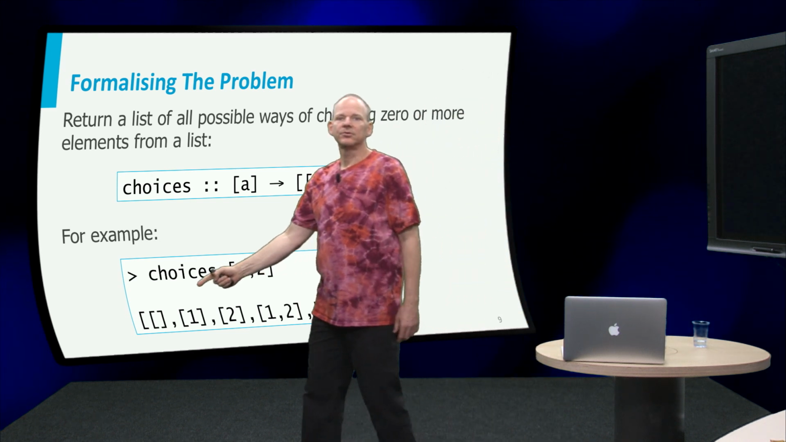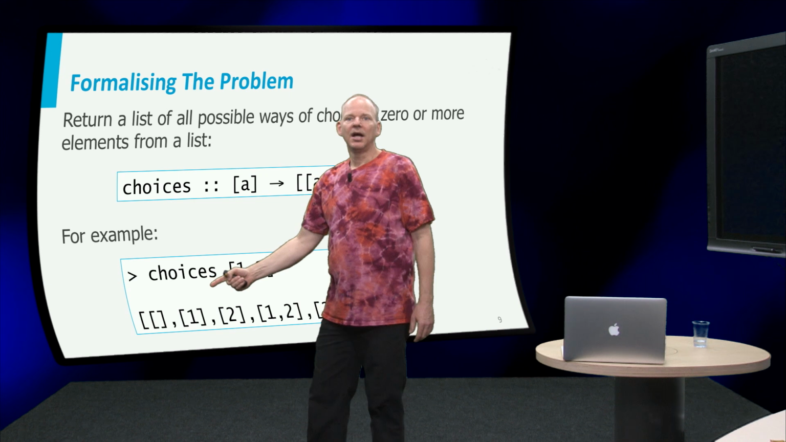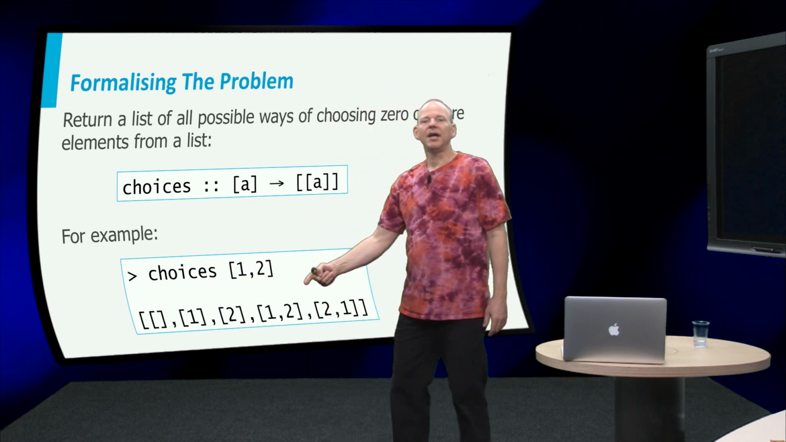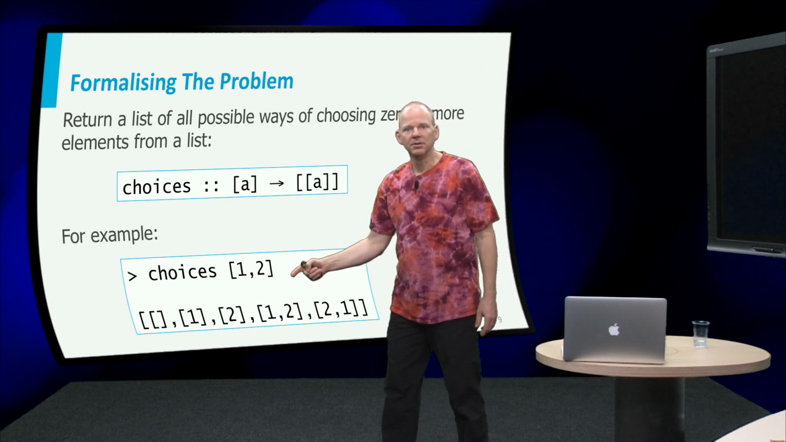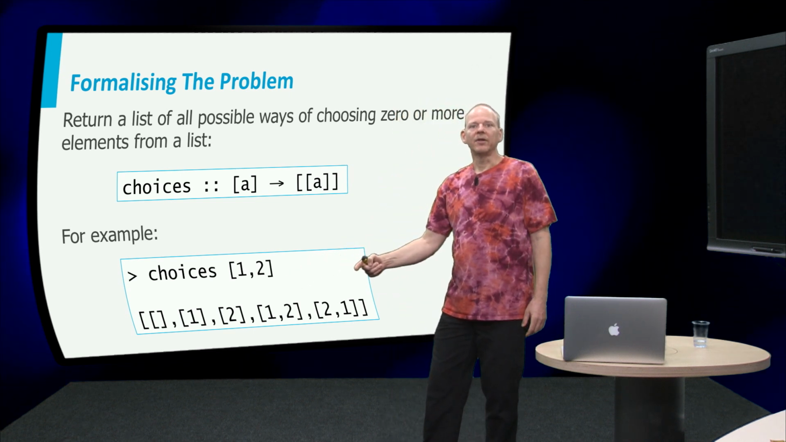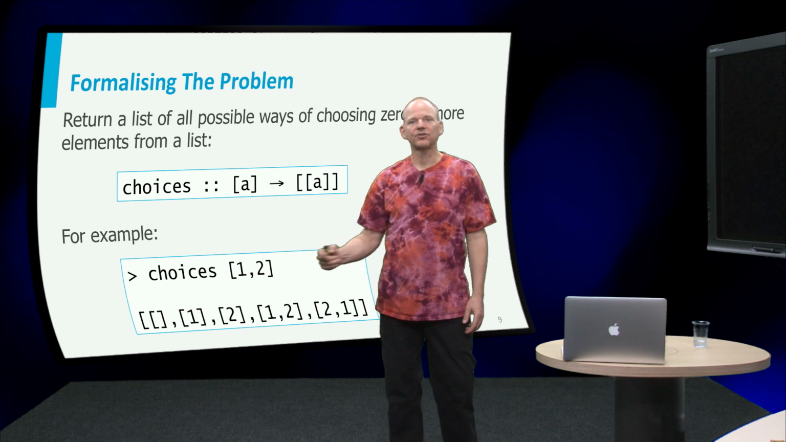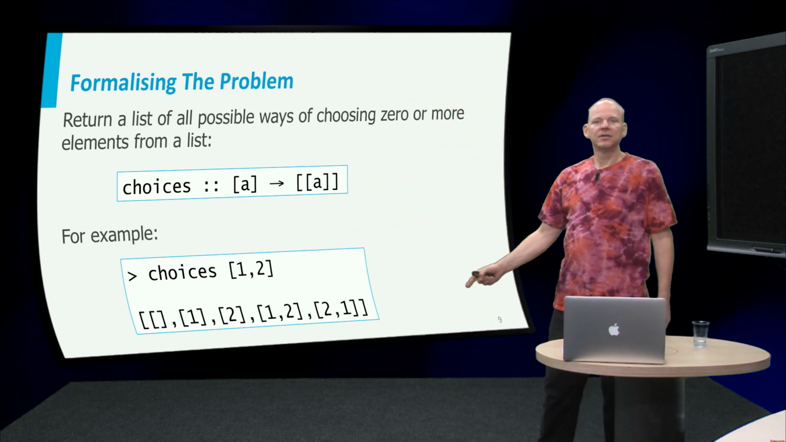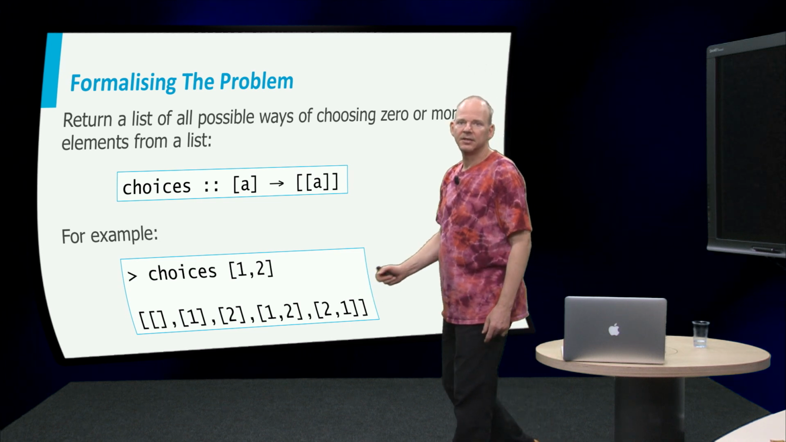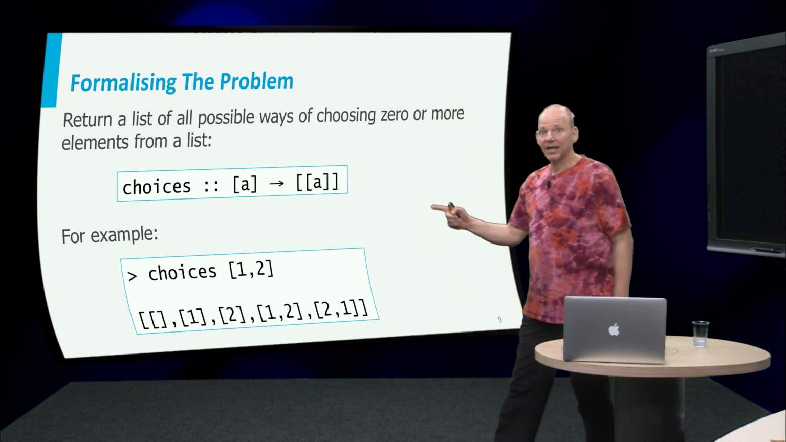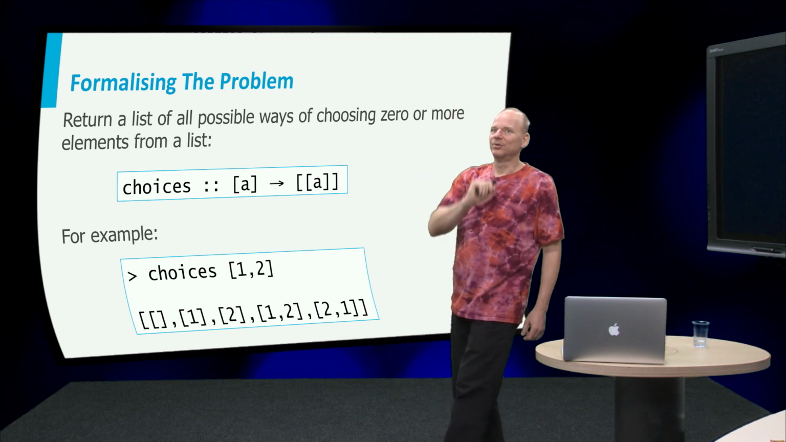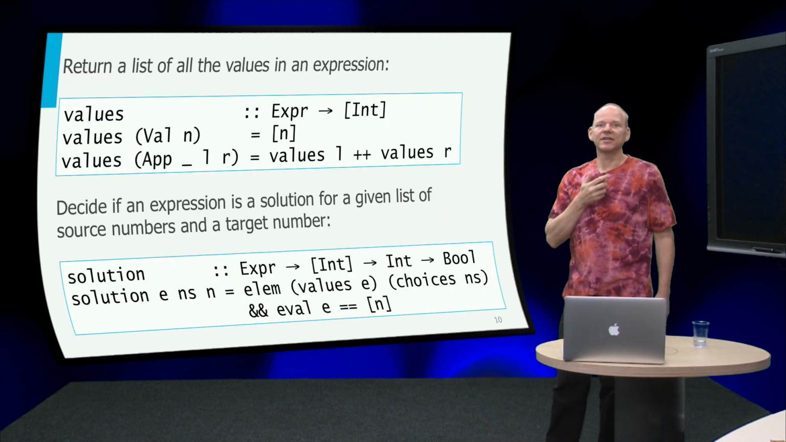So I can choose 0 elements. I can choose 1 element, so that can be 1 or 2. And then I can choose 1, 2, or I can choose 2, 1, because those are two possible ways to choose two values from that list. All right? So you see that thing here. And again, I will assume that this function exists. You will have to define that in the exercises.